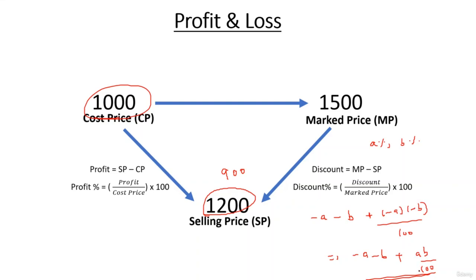We now try to understand the relation between the cost price and the mark price. Whatever is the intended amount of profit, that is basically the markup value. It is the mark price minus the cost price. And markup percentage is always with respect to the initial, which is the cost price.